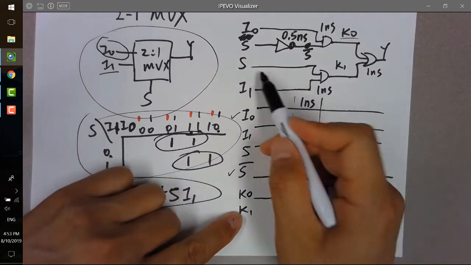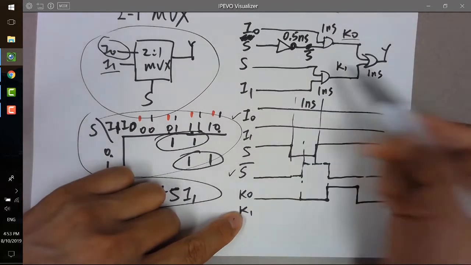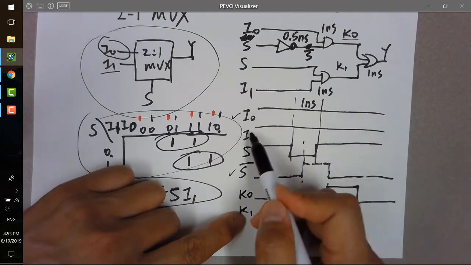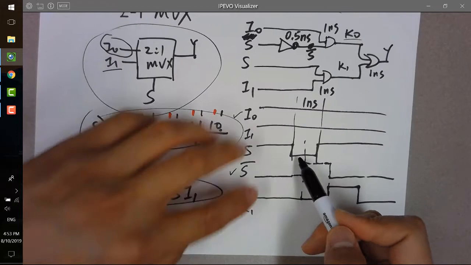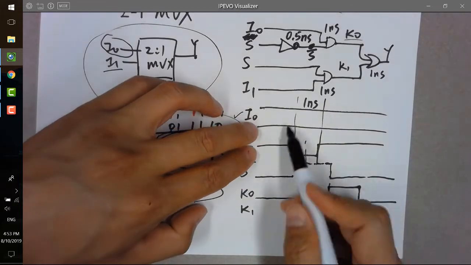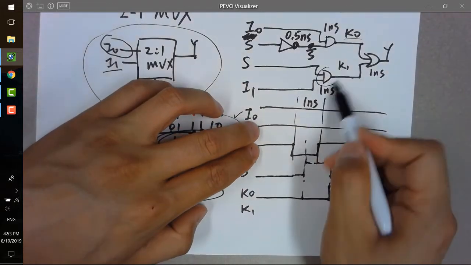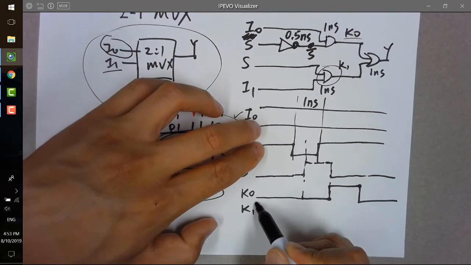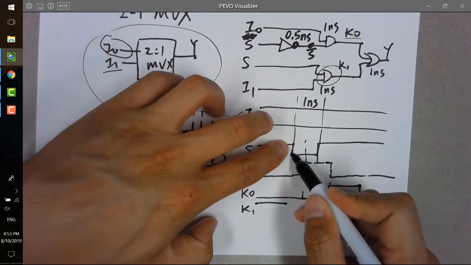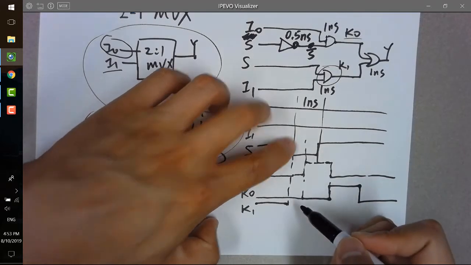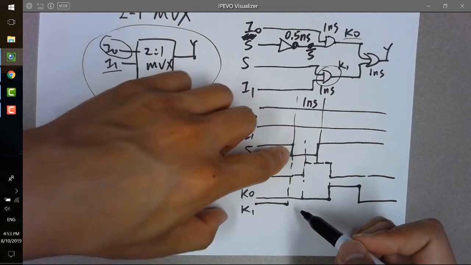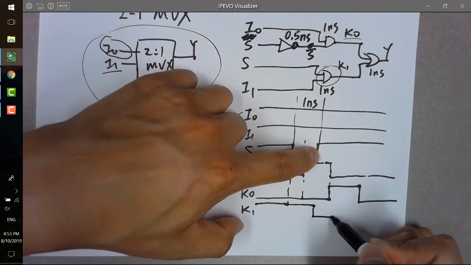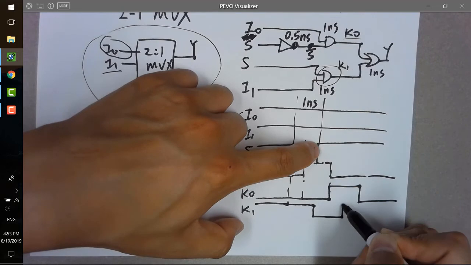So K1 is S and I1, but S is like that, I1 is like that here. So the only delay for these two signals ANDed together is the AND gate. Okay, that's why in the beginning it should be 1, since 1 and 1 is 1 until here. You should have a 0 dip for 1 nanosecond, but actually it's going to be delayed for 1 nanosecond, and then you have this 1 nanosecond dip.